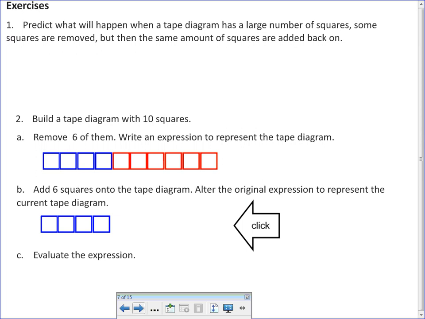We have a large number, we take away, and then we add. What do you think is going to happen? You're writing this down in your notes. We saw what happened when we added and took away the same number. What do you think is going to happen when we take away and then add? You want to share your prediction? You will get the same number you started with.